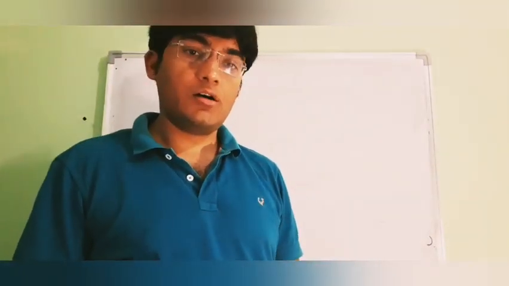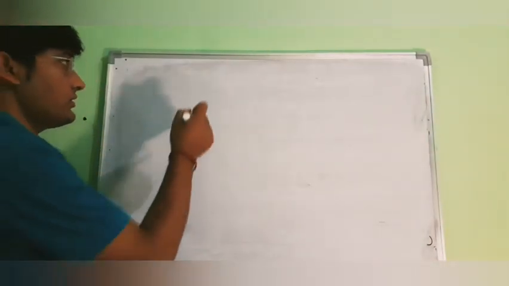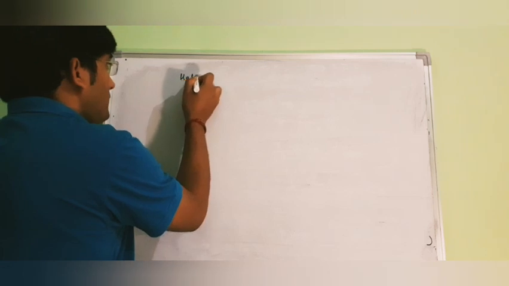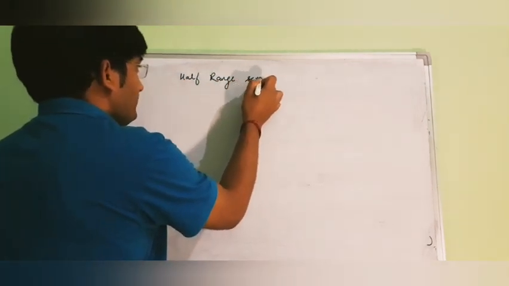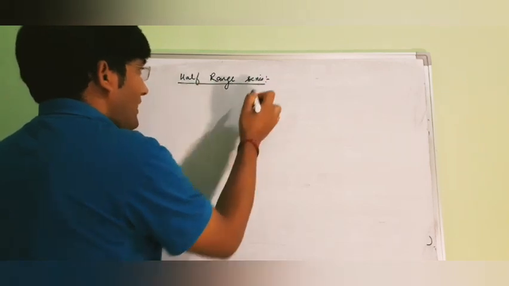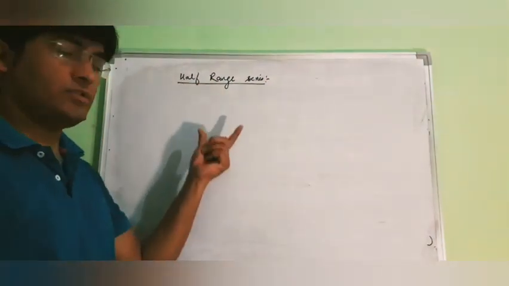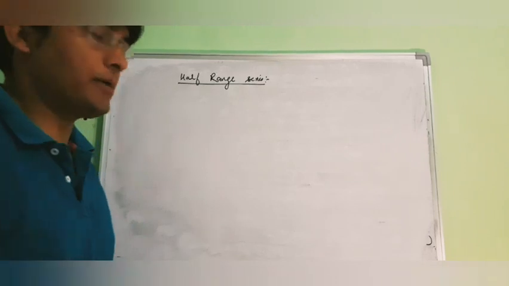Welcome again. Now in this lecture I will define the half range series for sine and cosine, and then we will try to solve some questions related to the half range series. So first of all, define the half range series. Here I am defining the half range series for the interval minus pi comma pi.